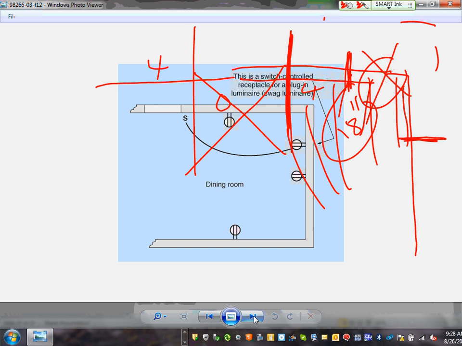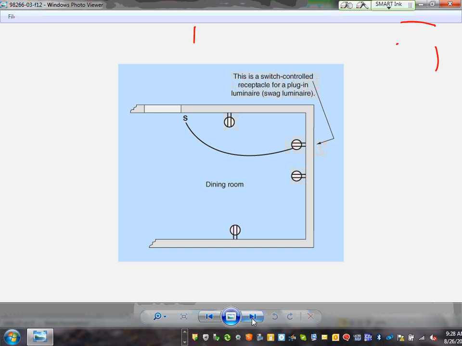Okay, switched outlet. If an outlet is part switched and part not switched, then it counts. If it's completely switched, then it doesn't count. So if this receptacle is completely switched, then that doesn't count when you measure the distance from here to here. That will give you 12 feet. That switched outlet is no longer a power outlet.